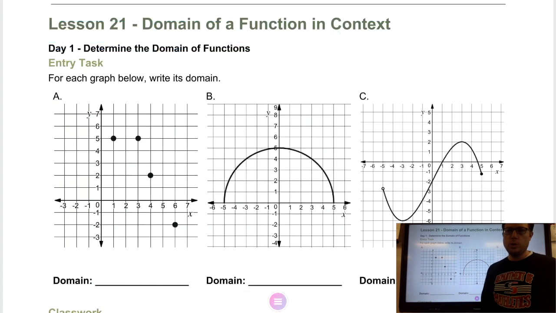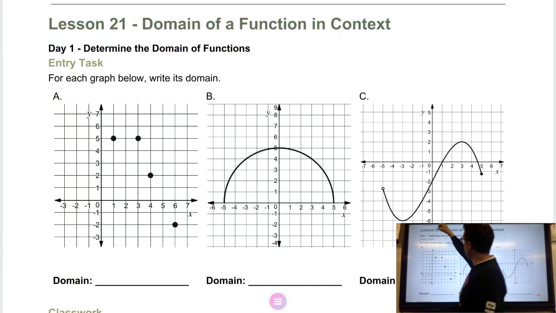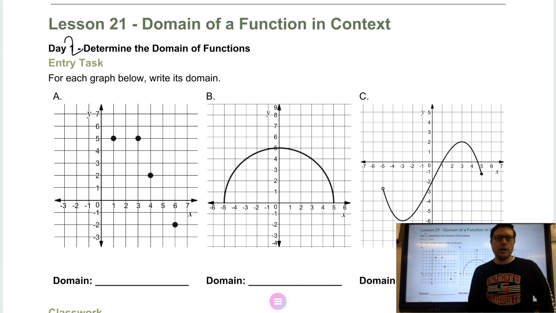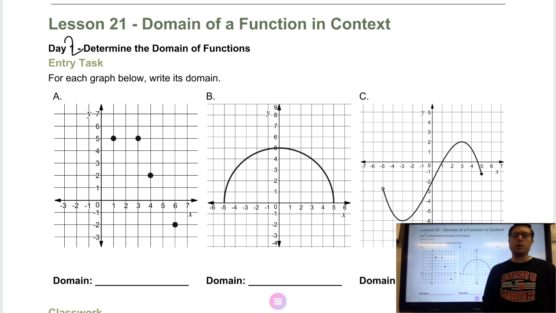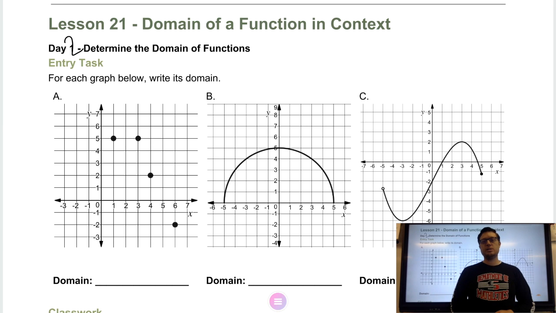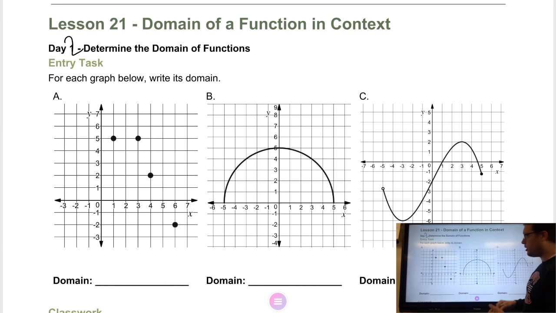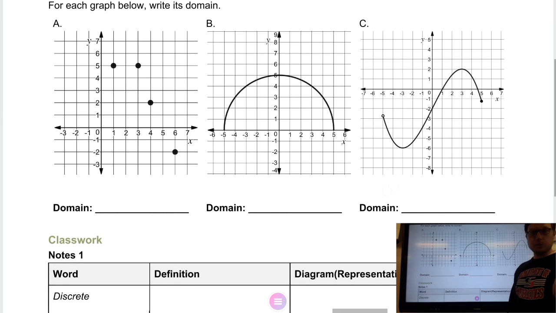Hey guys, this is lesson 21, day 2. Day 2, and it's a continuation of the conversation around domain of a function in context. And just a little reminder, let's talk about how you can identify the domain when the function has been graphed. So, intro task, I forget what page it is, but the point is, lesson 21, day 2.